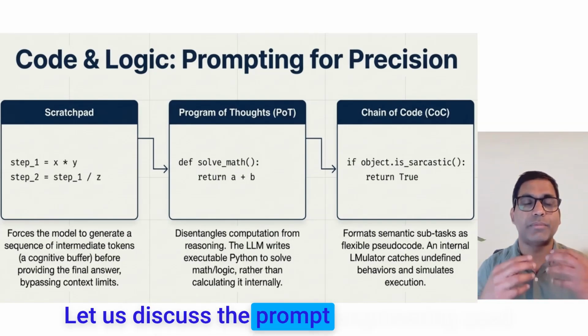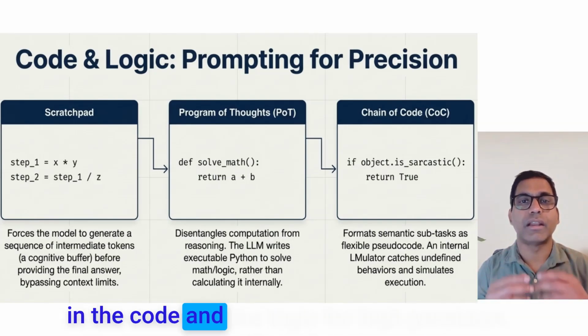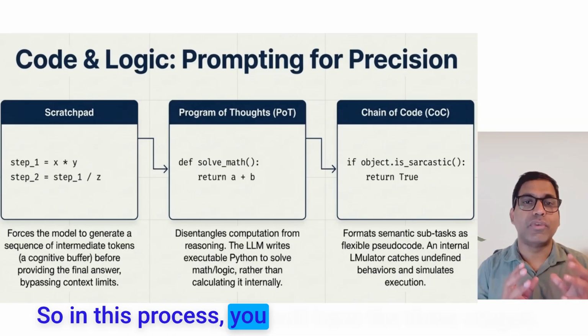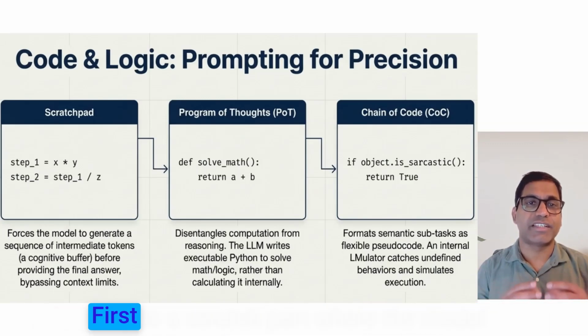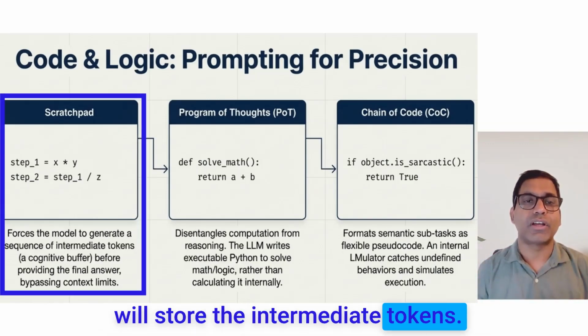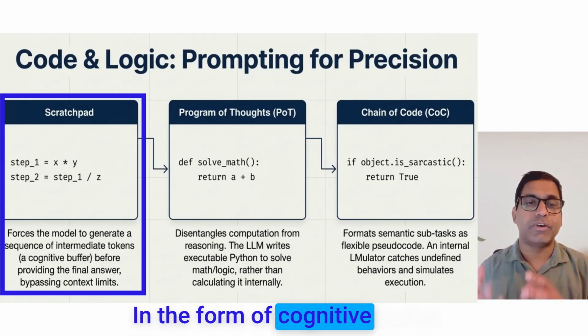Let us discuss the prompt engineering used in code and logic for high precision. So, in this process, you will have three stages. First is a scratch pad where the model will store the intermediate tokens in the form of a cognitive buffer.